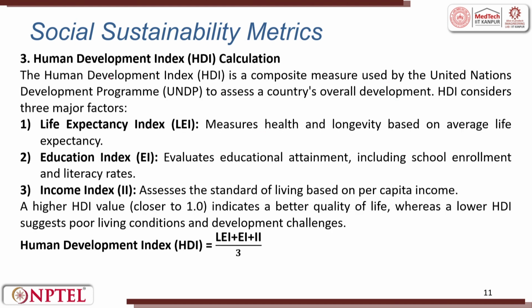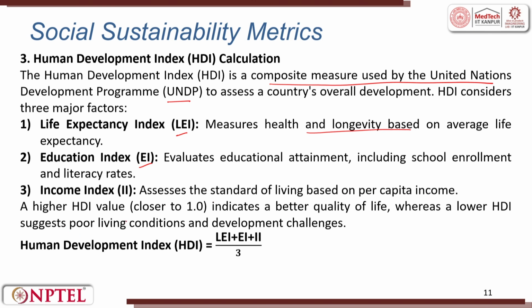Then comes Human Development Index calculation. The HDI, Human Development Index, is a composite measure used by the United Nations Development Programme to assess a country's overall development. HDI considers 3 major factors. There is a Nobel laureate from India, Amartya Sen, who has also worked in this direction to develop the HDI. So life expectancy index is LEI, that measures health and longevity based on average life expectancy. Then we have education index that evaluates the educational attainment, including school enrollment. Then we have income index, that assesses the standard of living based on per capita income.